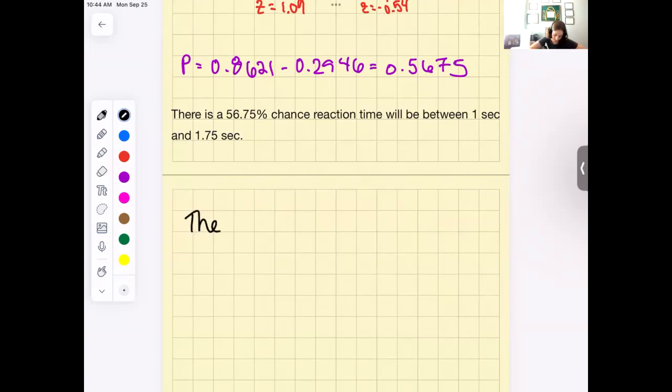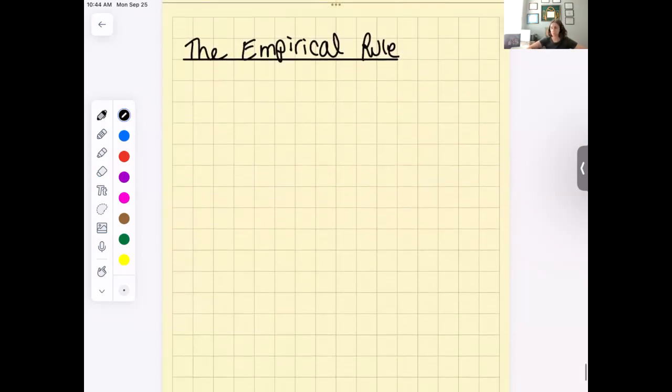All right, let's talk about the empirical rule. The table that we've been using is applicable to everything, because you can essentially convert anything to a z-score and use the table. But there are times that you could get an answer even quicker, and I'll show you why. Not even having to use the table that we use.